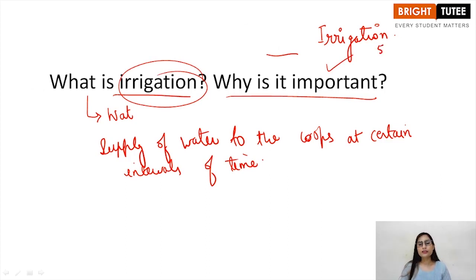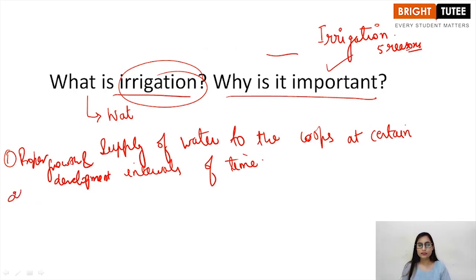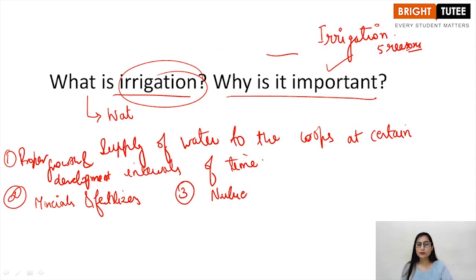We studied 5 reasons. The first point was proper growth and development of plants. Secondly, the minerals and fertilizers are absorbed by the roots when they are dissolved in water. Thirdly, the nutrients in the plant body are transferred with the help of water to different parts of the plant body.